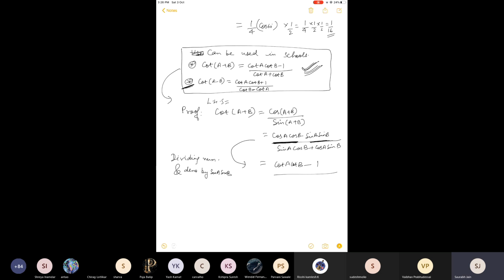Then in the denominator, the first term is sin A cos B. We are dividing it by sin A sin B. So sin A will get cancelled and cos B upon sin B will become cot B. Similarly, the last term will become cot A. Now in addition, if I write 2 plus 3 or 3 plus 2, it is same. So if I write cot B plus cot A or cot A plus cot B, it won't make any change. But the same is not true for subtraction. 2 minus 3, 3 minus 2, they are different. So that is why I am saying for the second one you remember that it is cot B minus cot A only. And the same way you can prove this question.